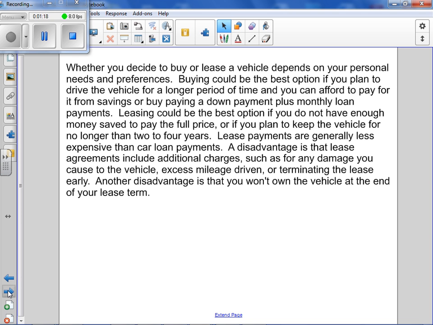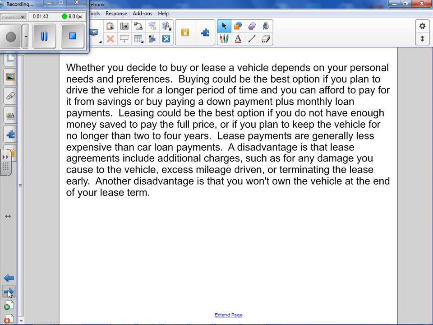Whether you decide to buy or lease a vehicle depends on your personal needs and preferences. Buying could be the best option if you plan to drive the vehicle for a longer period of time and you can afford to pay for it from savings or by paying a down payment plus monthly loan payments. Leasing could be the best option if you do not have enough money saved up to pay the full price, or if you plan to keep the vehicle for no longer than 2 to 4 years.